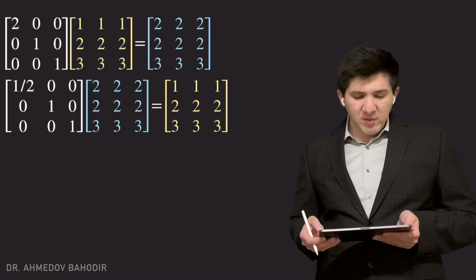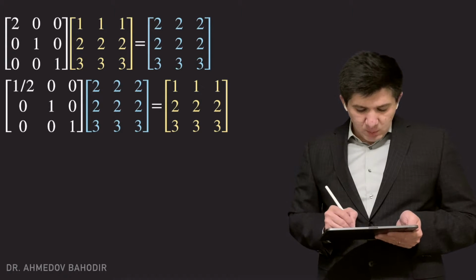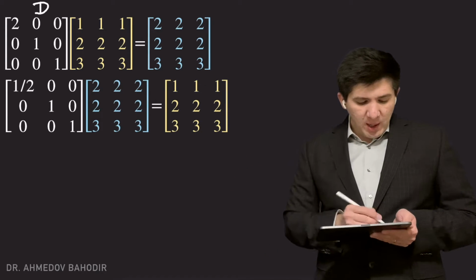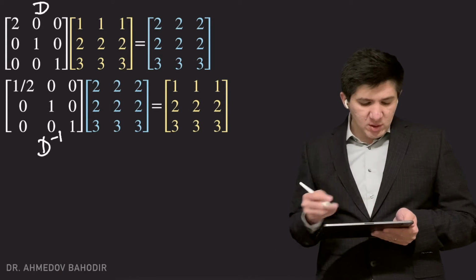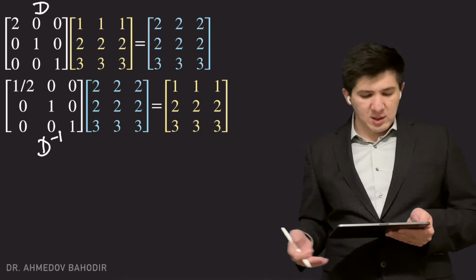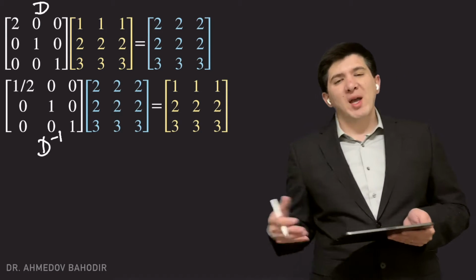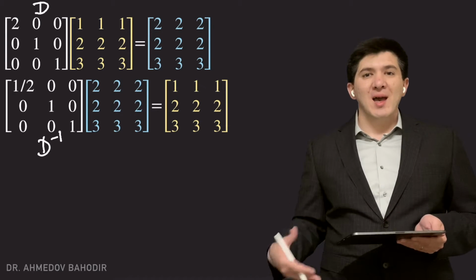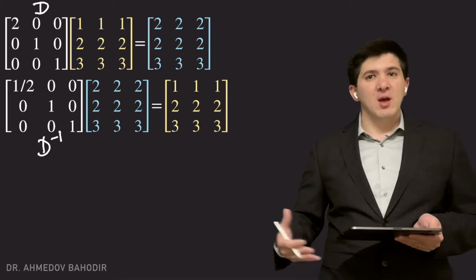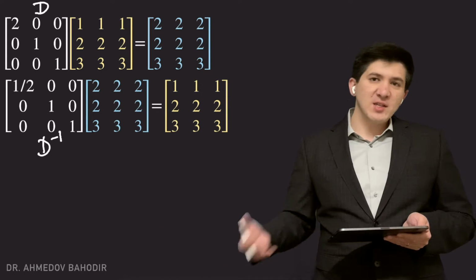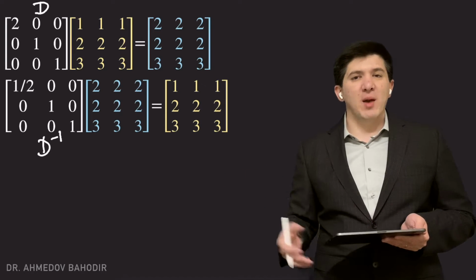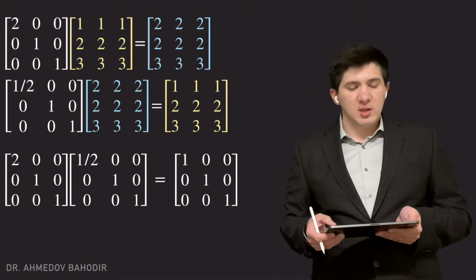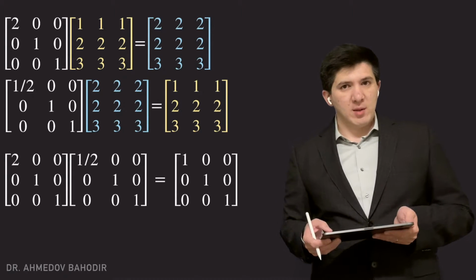So let's look at the previous diagonal matrix. If you multiply this D by the yellow matrix, you would get the blue one. And now if you multiply D inverse by the blue one, you would get the yellow matrix. My intention with this example is to explain that the inverse matrix undoes the operation of the original matrix. And essentially, we can always check whether two matrices are inverses by just multiplying them. The multiplication of these two matrices is going to be equal to the identity matrix.